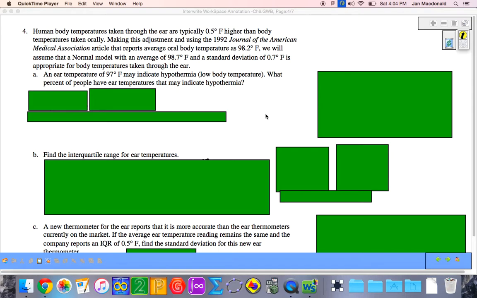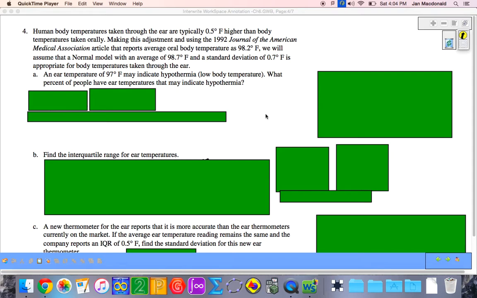Human body temperatures taken through the air are typically 0.5 degrees Fahrenheit higher than body temperatures taken orally. Making this adjustment and using the 1992 Journal of the American Medical Association article that reports average oral body temperature as 98.2 degrees Fahrenheit, we will assume that a normal model with an average of 98.7 degrees Fahrenheit and a standard deviation of 0.7 degrees Fahrenheit is appropriate for body temperatures taken through the air.